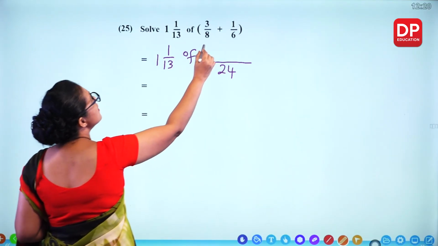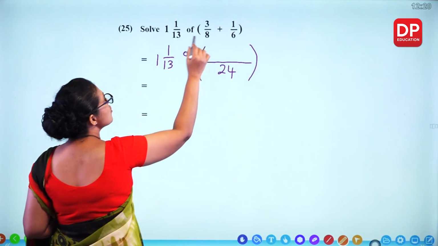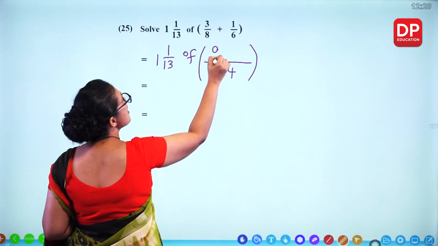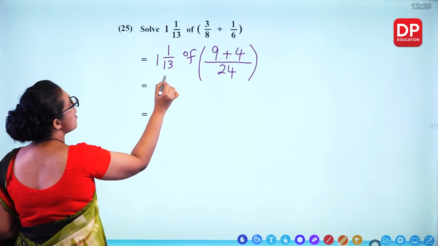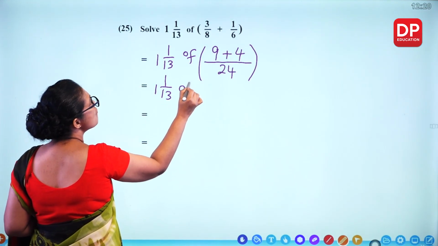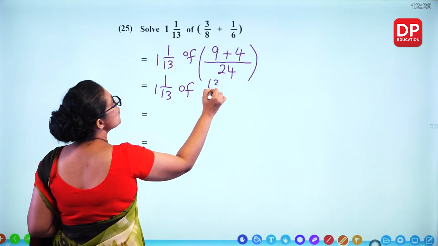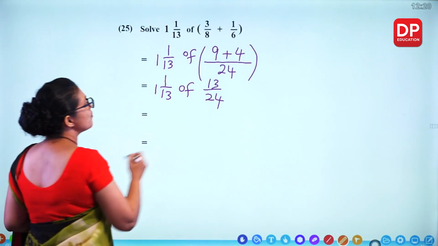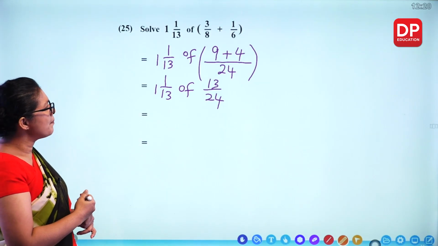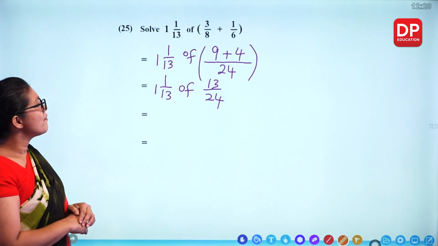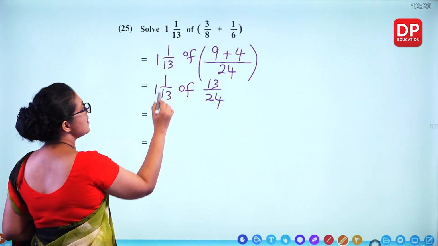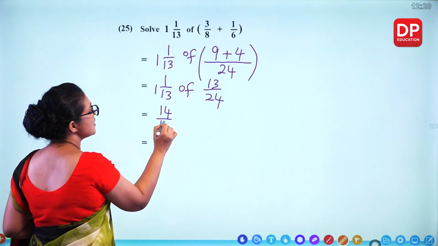Now do the equivalent fractions. 8 times 3, 3 times 3. 4 times 1, 4. So you get 13 over 24, 9 plus 4. Now what's the second step? You can convert to improper fractions. 1 and 13 over 13, 14 over 13.